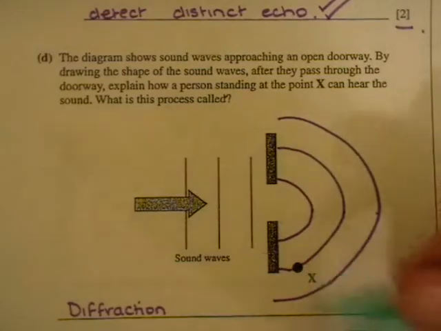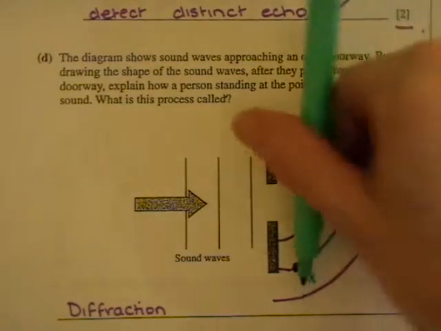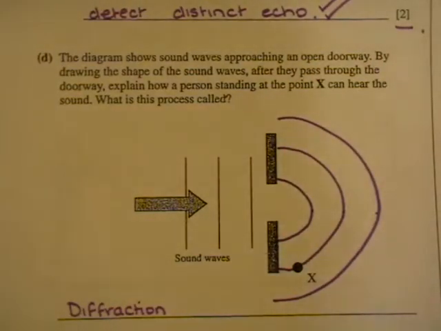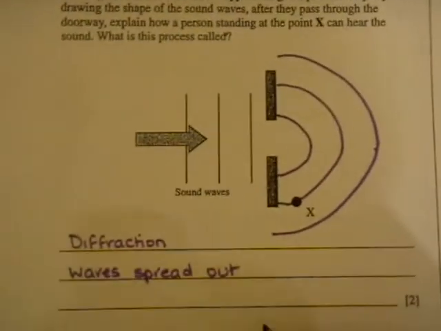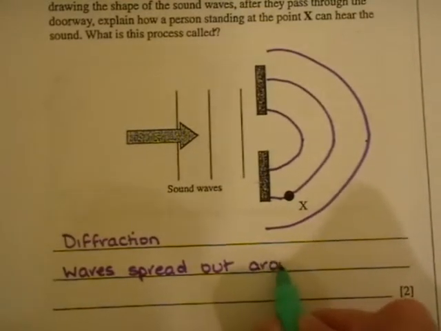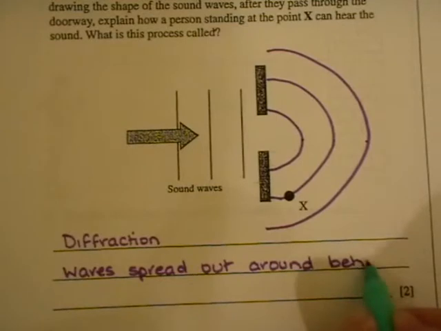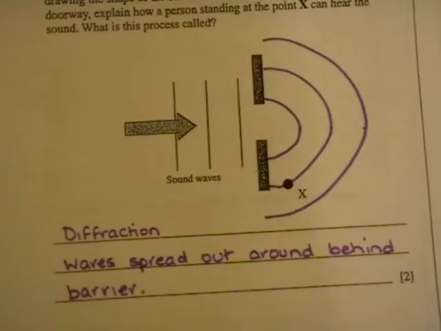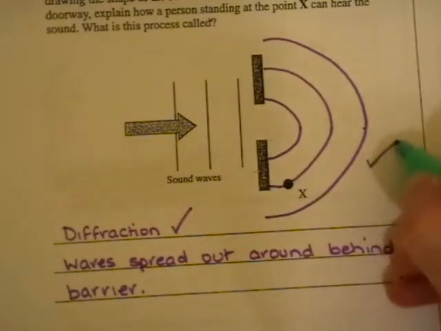And so you can see here, if the wavelengths had just gone through the way they are, they would just be going along like that there, and none of them would have reached X. So you're going to use the word diffraction, and you could also say something about the fact that the waves are spread out. And that would definitely get you your 2 marks. Around behind the barrier. But really you'll pick up your 2 marks for saying the waves are diffracted and your diagram.